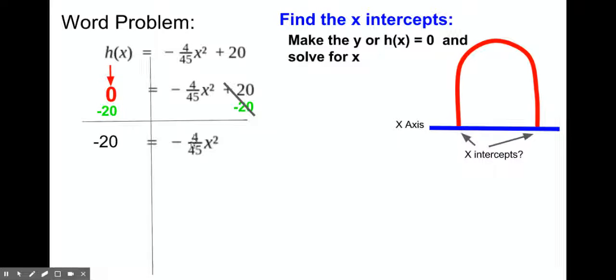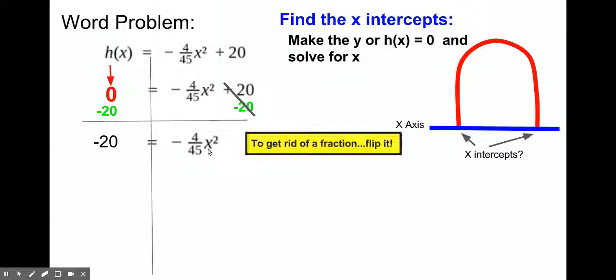So how do you get rid of this fraction that's stuck on the x? To get rid of a fraction, you flip it. The fancy word for that is you multiply by the reciprocal. But pretty much what you do is you just flip it. So what you do is you take this 4 and you put it on the bottom, and you take the 45 and you put it on the top. You flip it. If it's a negative, then you bring the negative with it.